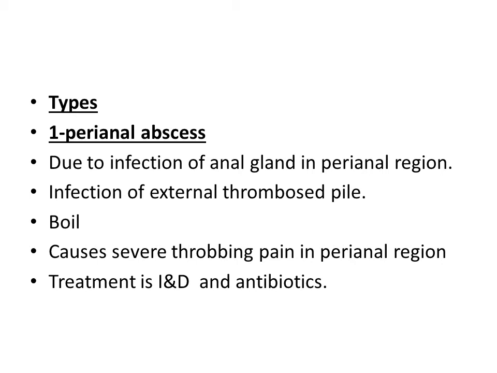Signs and symptoms are there is a painful swelling in the perianal region and it causes persistent severe throbbing pain in perianal region. Treatment is incision and drainage under anesthesia and antibiotics. We start antibiotics, we send the pus for culture and sensitivity, and when the report comes, we change the antibiotics according to culture and sensitivity report.